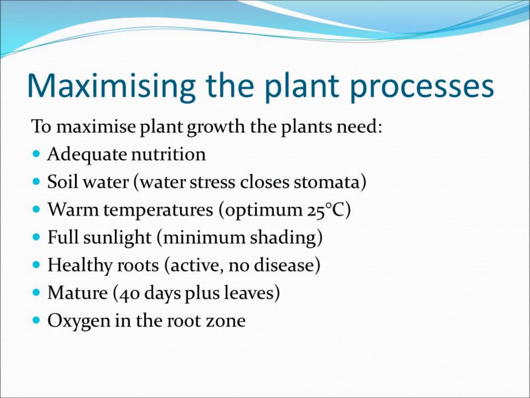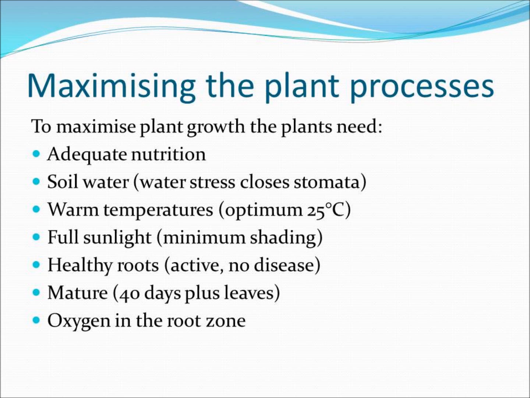So as growers, what can we do to maximize the plant processes, which essentially means that the plants will be growing and developing to their full potential? First, we need to ensure that they've got adequate nutrition, the nutrients and minerals that are required for all the processes. There needs to be adequate soil water around the root zone. If there's any water stress at all, the plant will react by closing the stomata, closing the pores, and then of course no respiration, no transpiration, no photosynthesis will occur.